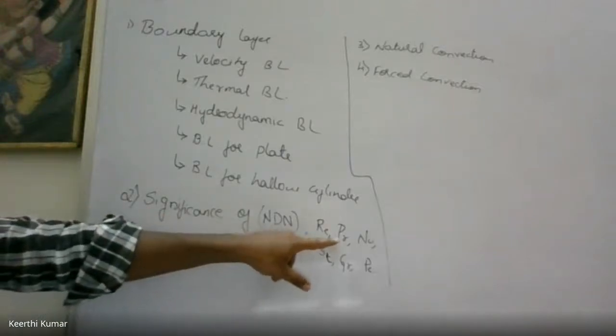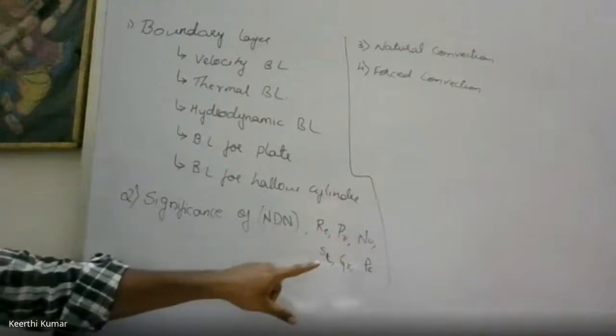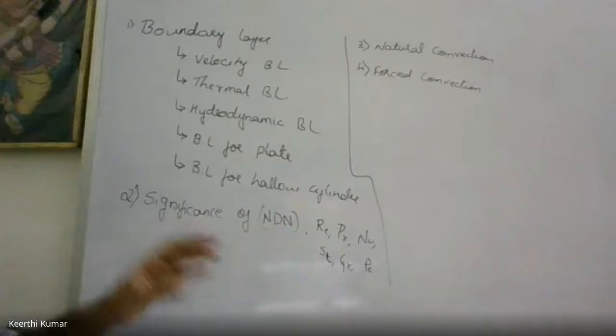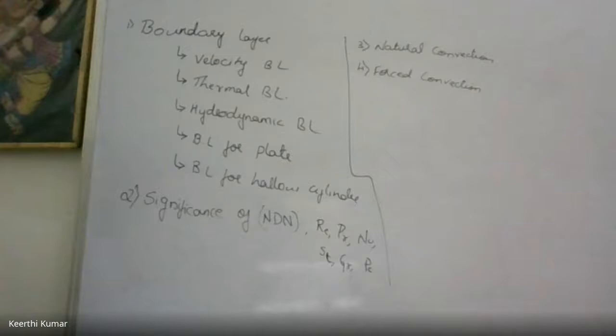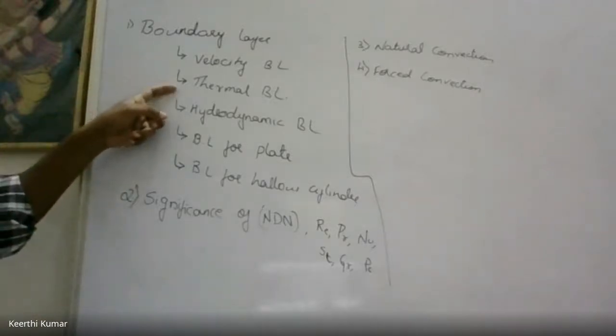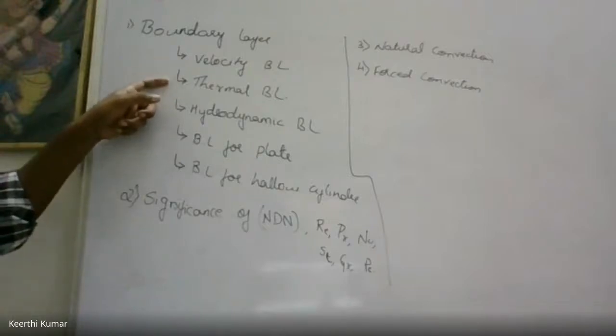Reynolds number, Prandtl number, and Nusselt number, Stanton number, Grashof number, and Peclet number. So these are the six non-dimensional numbers. Definitely he will ask in the exam. Either he will ask you to draw the figure of the velocity and thermal boundary layer. These two, he will ask as one question.